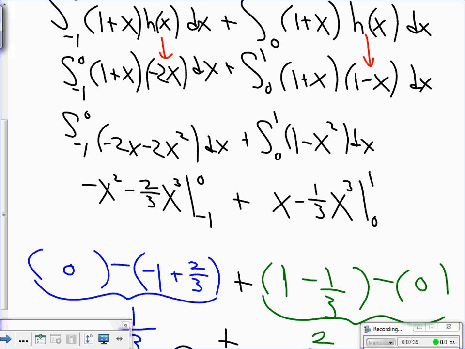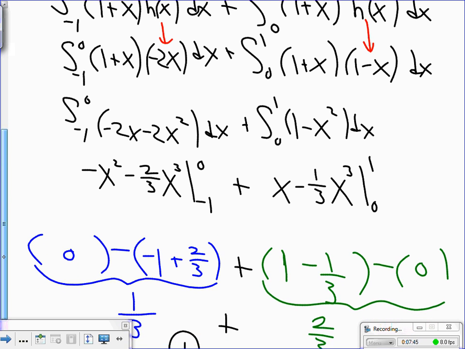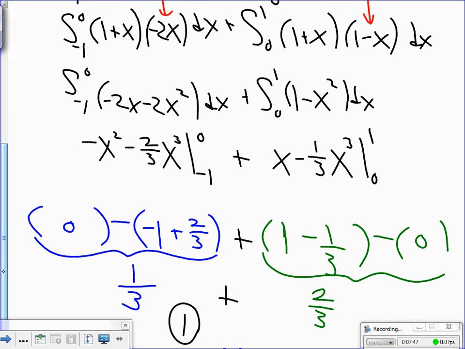Can I scroll up a little more? Or do you need to see the top line? Or you just broke it up? That's good. So you really have two definite integrals you've got to evaluate here. Fine. Is that clear? Do you need more explanation? Bless you.